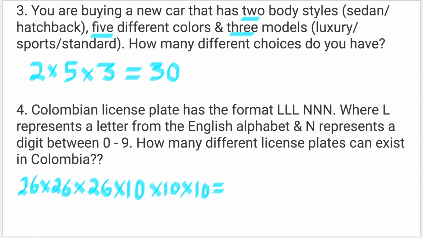So these events here are all independent. When you choose the first letter, it doesn't affect the probability of choosing the second letter or the third letter. And the same thing with the numbers. When you choose the first number, it doesn't affect the probability of choosing the second number, and it doesn't affect the probability of choosing the third number. So when you multiply all those numbers, you get 17,576,000 different license plates. So these are way more than the number of cars that are in Colombia.